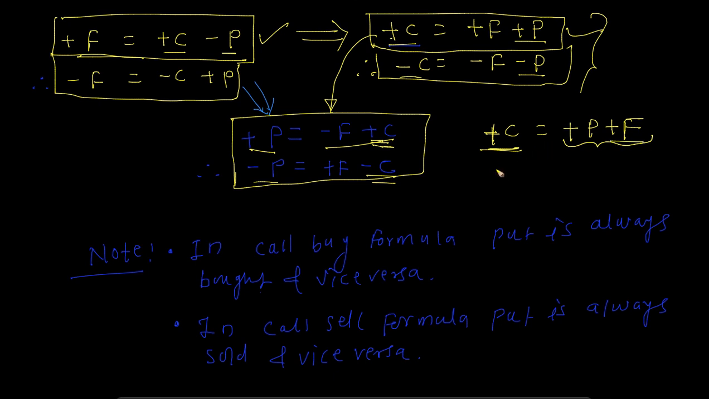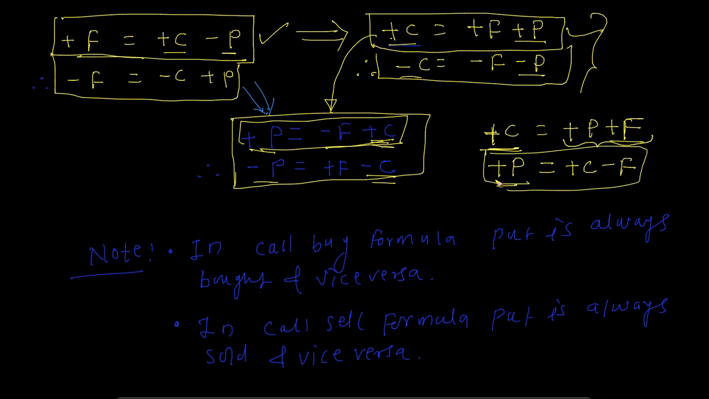Similarly, if I want to make the formula for put buy, if you are buying a put, you should buy a call, right? Now buying a put means your view is bearish. In a bearish view, future must be sold, right? So this is the formula for put buy, you can see here: plus P is equal to plus C minus F, right? And for the formula for call sell, just multiply this equation by minus sign, and you will get the call sell and put sell formulas, right?